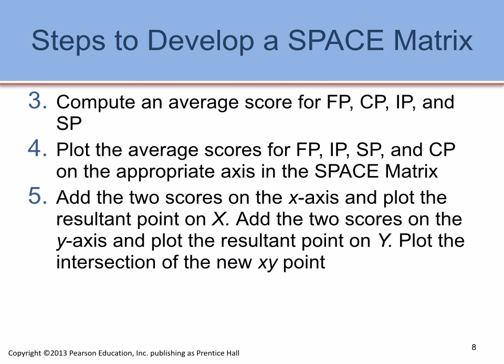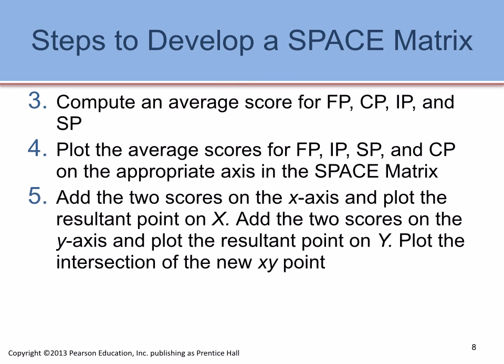And you need to know how to find the average. You sum all the values given and divide by the number of variables, or by the number of values. Okay? And then plot those average scores for FP, IP, SP, and CP on the appropriate axis in the space matrix.